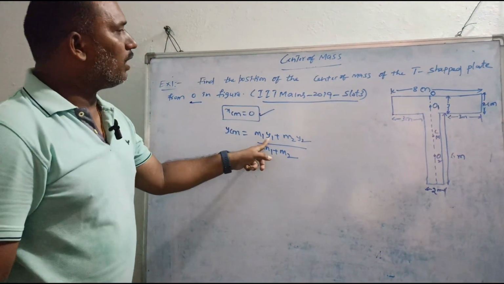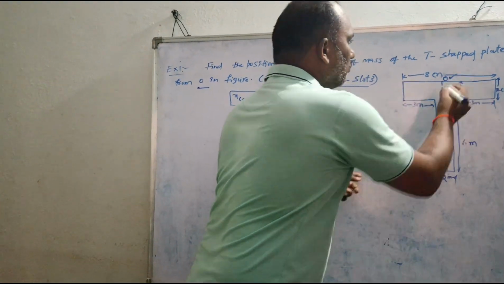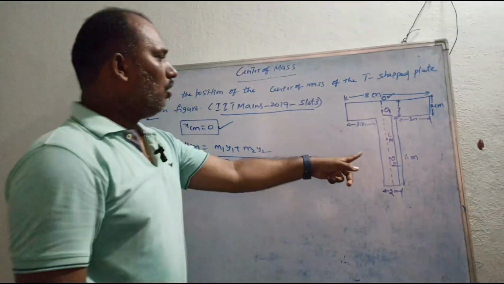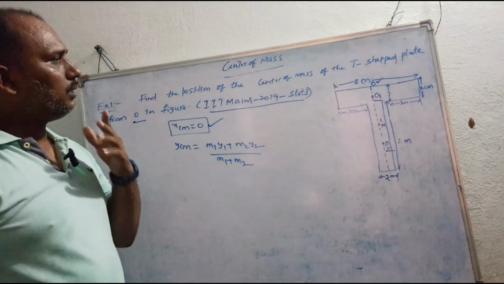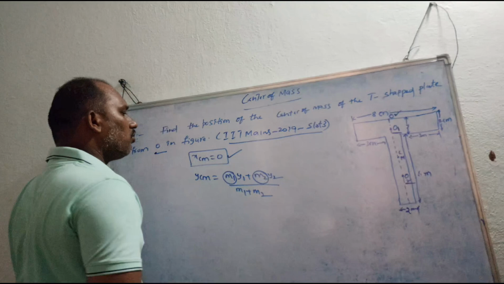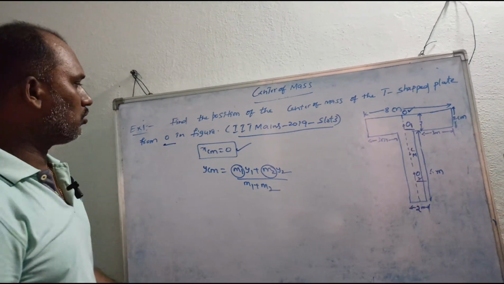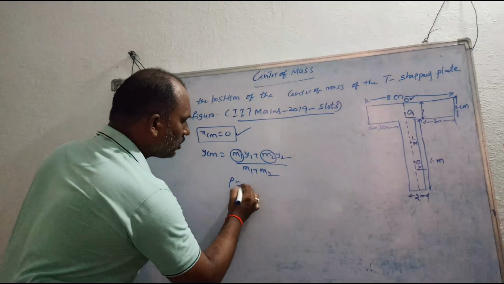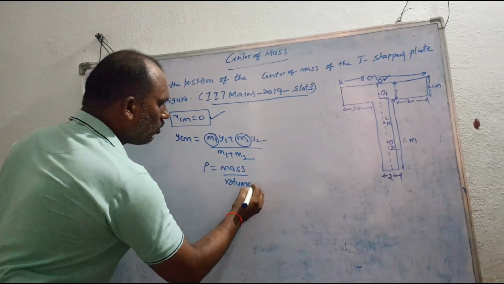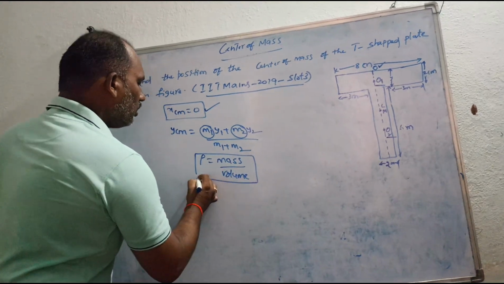So what is the Y1 value? O1 is the Y1 value. O is the origin. O1 I want to calculate, O2 I want to calculate, and those values I substitute in this formula. Second thing, let's see here, mass is not given. M1 and M2 are not given in the problem. So how to find the M1 and M2 values? By using density equals mass by volume. By using this formula, we easily find the mass value.